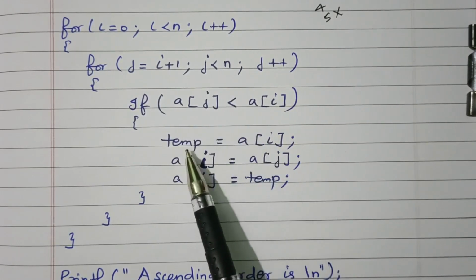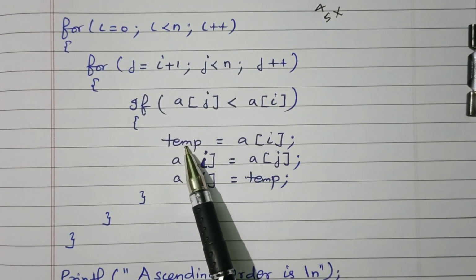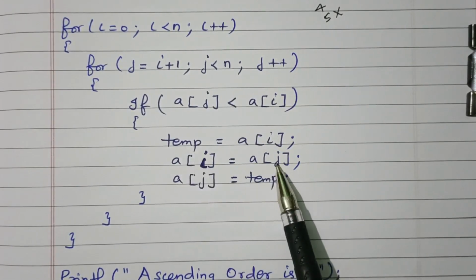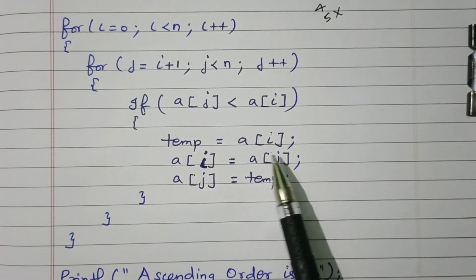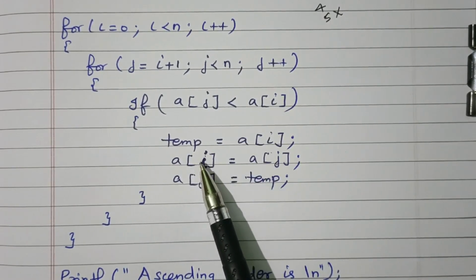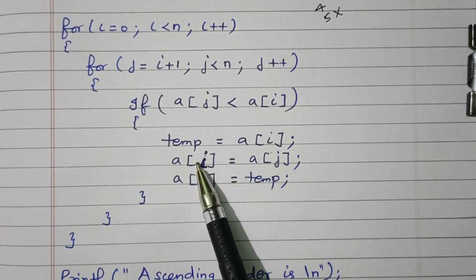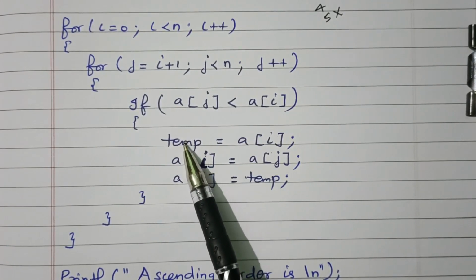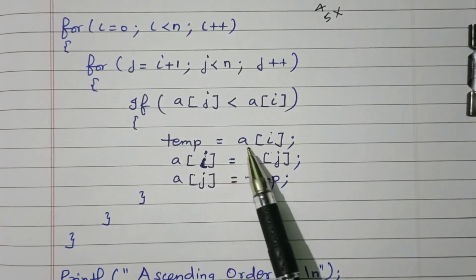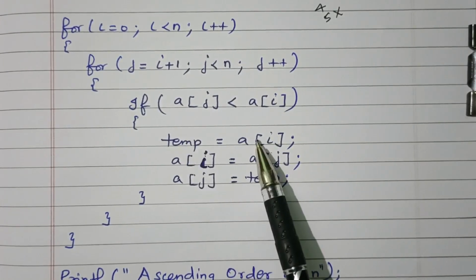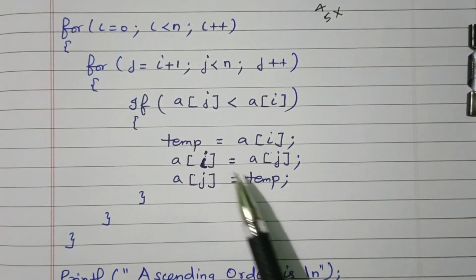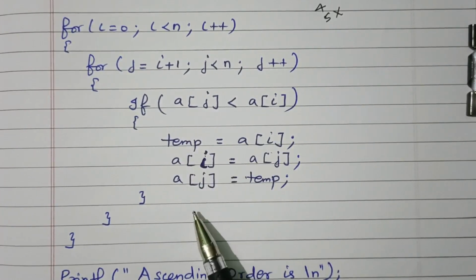a of i is temporarily placed in a temporary variable. Then a of j is stored in a of i. Now it is overwritten. The a of j value is placed in a of i. Whatever value was in a of i is already available in temporary, so it will be overwritten. That's why we are storing a of i in the temporary location. Now the a of i value available in the temporary location will be stored in a of j, right?